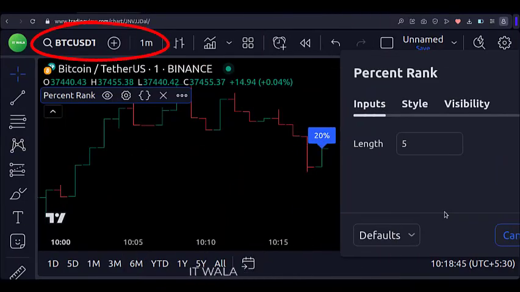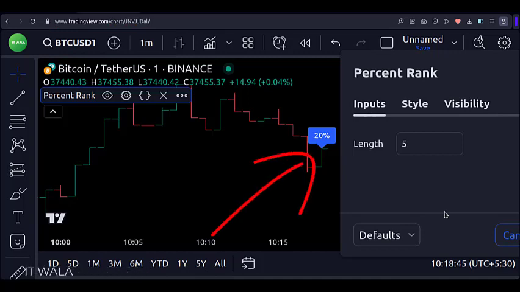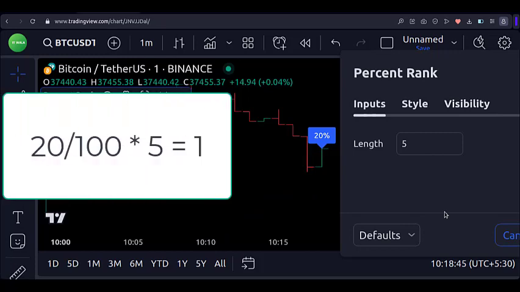Right now I'm on the Bitcoin 1-minute chart. And only 20% of the candles among the last 5 candles are lower than the current candle. 20% of 5 is 1. And we can verify that only this red candle is lower than the current green candle. Rest all the previous 4 candle closes are higher than the current candle close value. So this 20% result is correct.